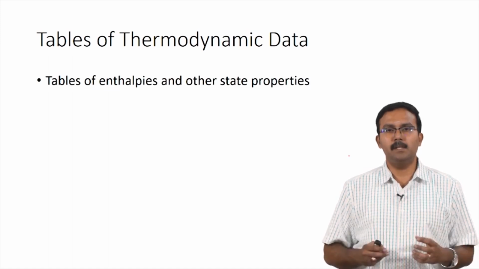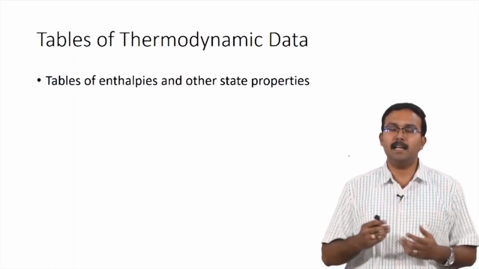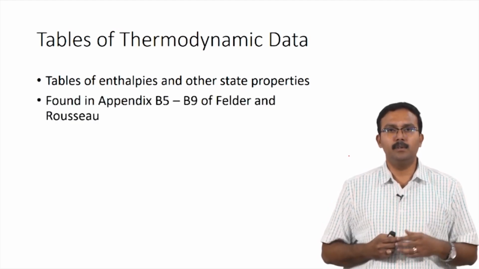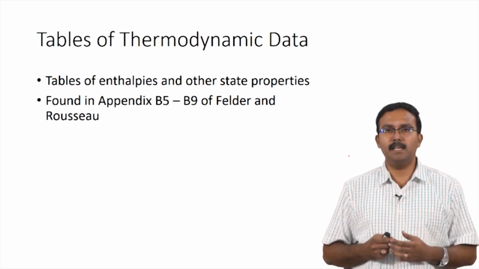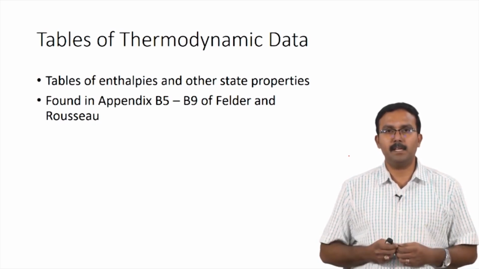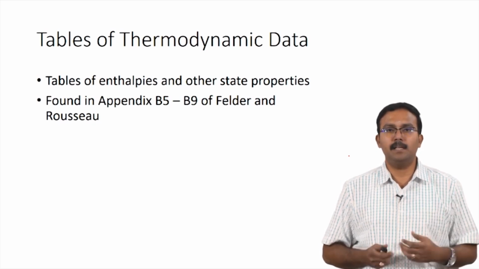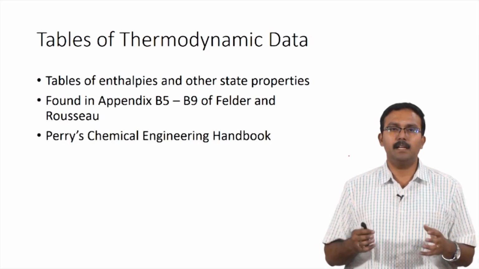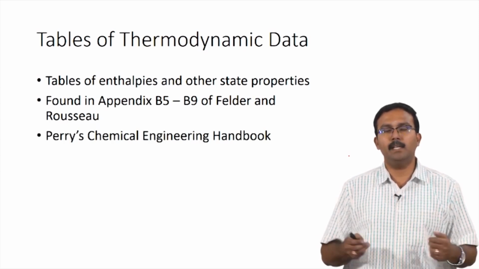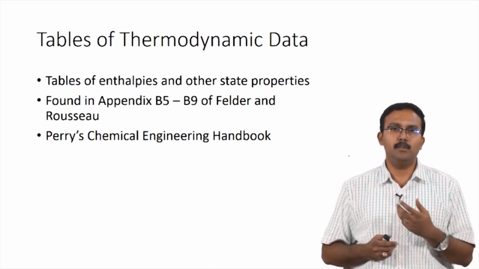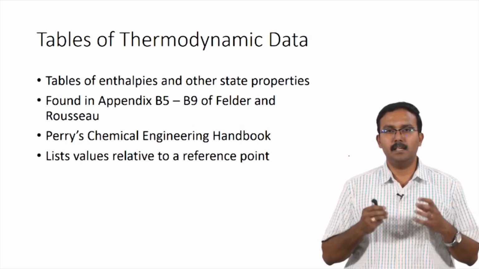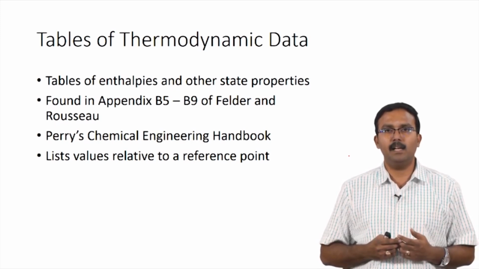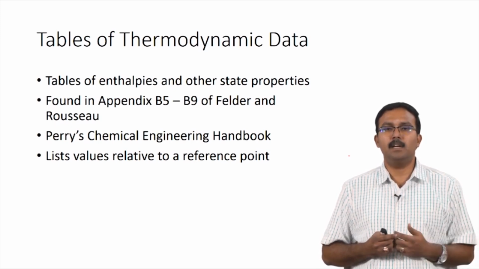Such tables have been prepared for components which are very commonly used in chemical and biochemical industries. These tables show values such as enthalpies and other state properties using a reference state. If you look at Appendix B5 to B9 in Felder and Russo, which is one of the prescribed textbooks, you would find such thermodynamic tables. Perry's Chemical Engineering Handbook is another book which contains many such tables providing thermodynamic data for commonly used substances.